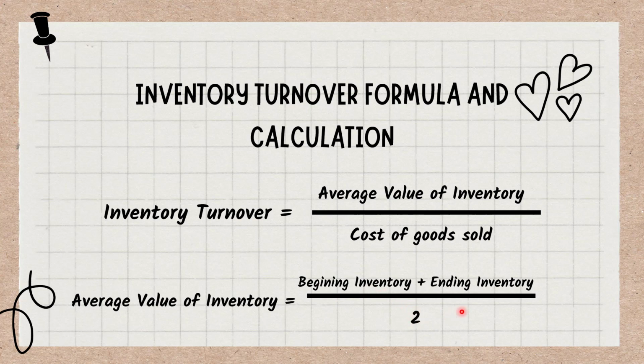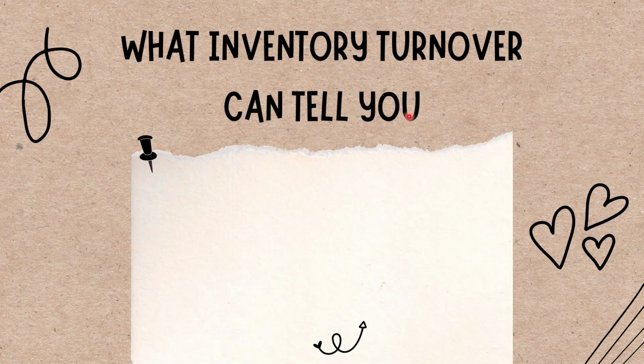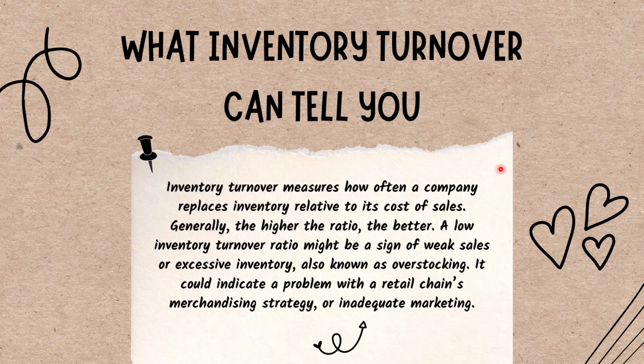What can inventory turnover tell you? Inventory turnover measures how often a company replaces inventory relative to its cost of sales. Generally, the higher the ratio, the better. A low inventory turnover ratio might be a sign of weak sales or excessive inventory, also known as overstocking. It could indicate a problem with a retail chain's merchandising strategy, or inadequate marketing.